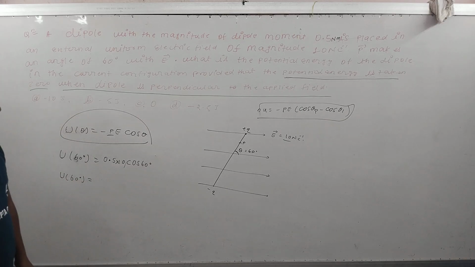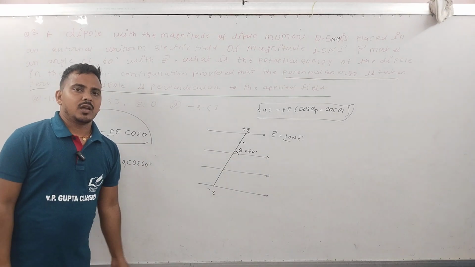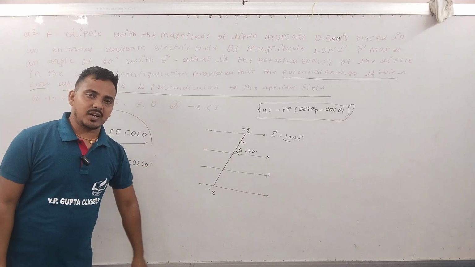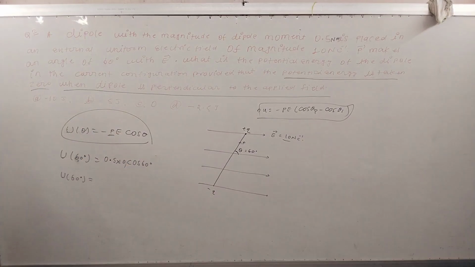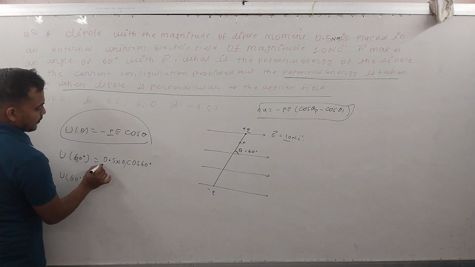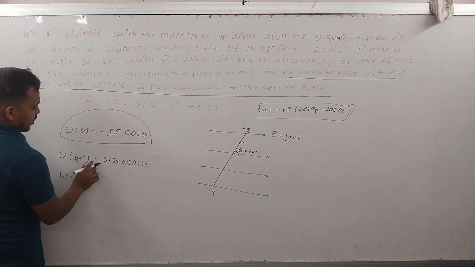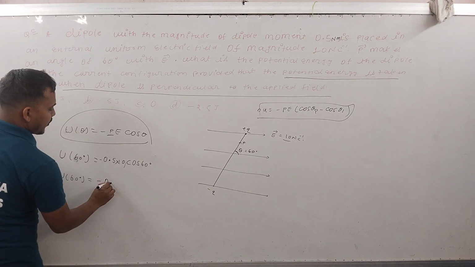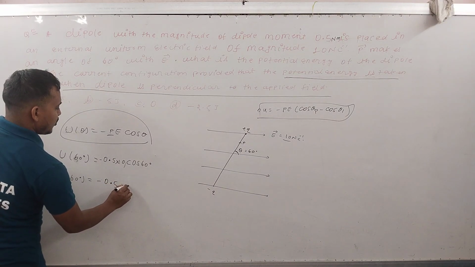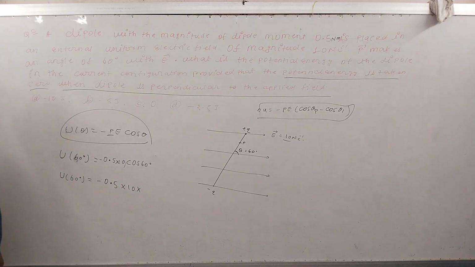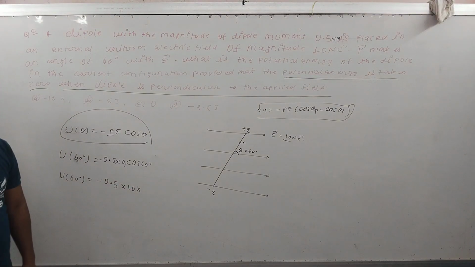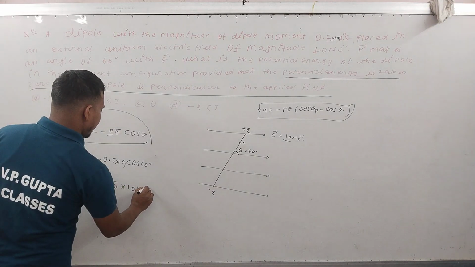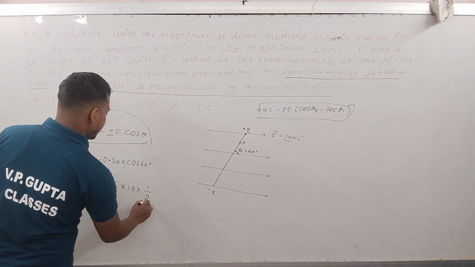If the electric dipole is kept perpendicular to the direction of the electric field, then the potential energy is 0. Then U60 is equal to minus 0.5 into 10 into, what is the value of this? This is the value of 1 by 2.